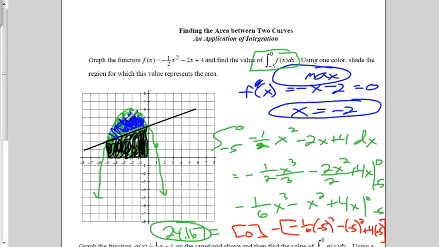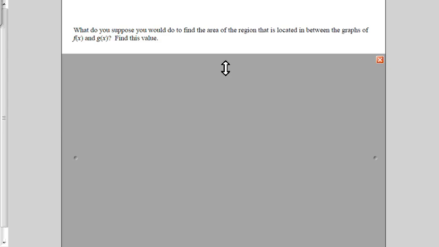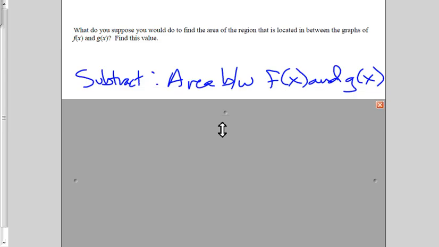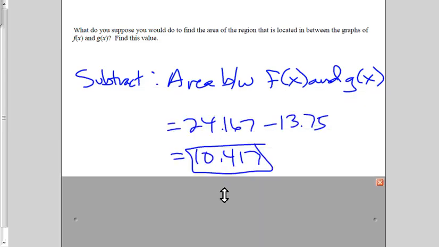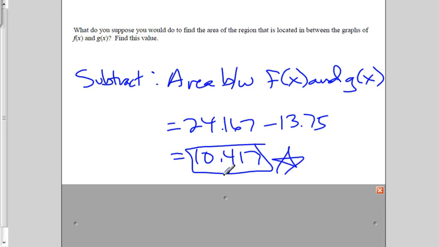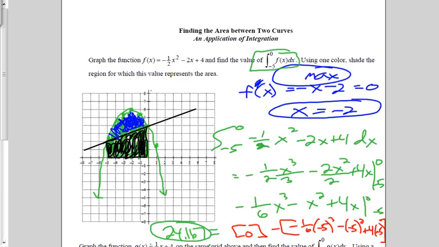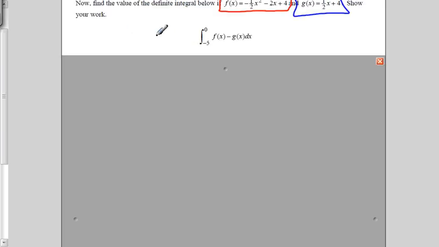I'm writing in blue. So let's go back and answer that question. I'm going to subtract the area between f of x and g of x, take those two values. So in blue, I'm going to get an area of 10.417. And that's really our main goal of this unit. So take the whole thing and then take away the part below, and then this gives me everything in between f of x and g of x. All right, let's try the example in the next page.